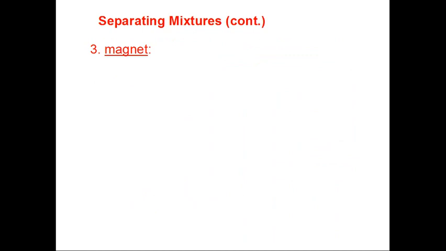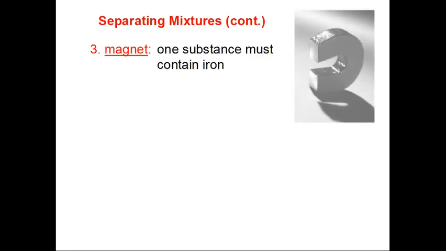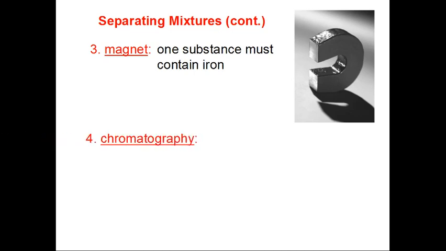You can separate by a magnet. The problem with separating by a magnet is one of your two things has to be made of iron. So that's a really good way to separate things if you have iron. We have an example of it in class, but if you don't have iron, it doesn't really help you much.